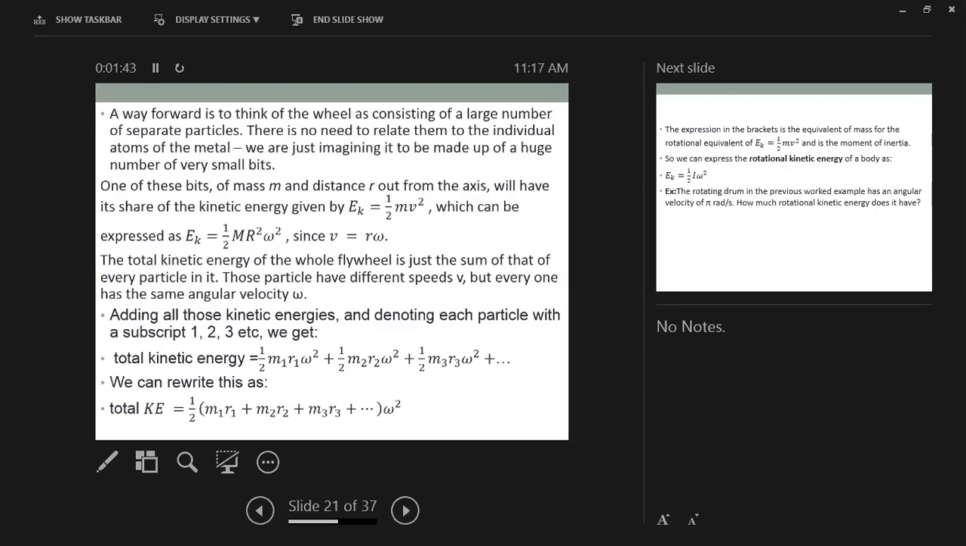Here at the bottom, to find the total kinetic energy, we are going to use 1 over 2, m1 r1, m2 r2, m3 r3. However many bits you have from the solid object, you are going to put all of them together, and the object's angular velocity square. When you take it, you are going to find the total kinetic energy for the body. Okay, let's move on to the formula.